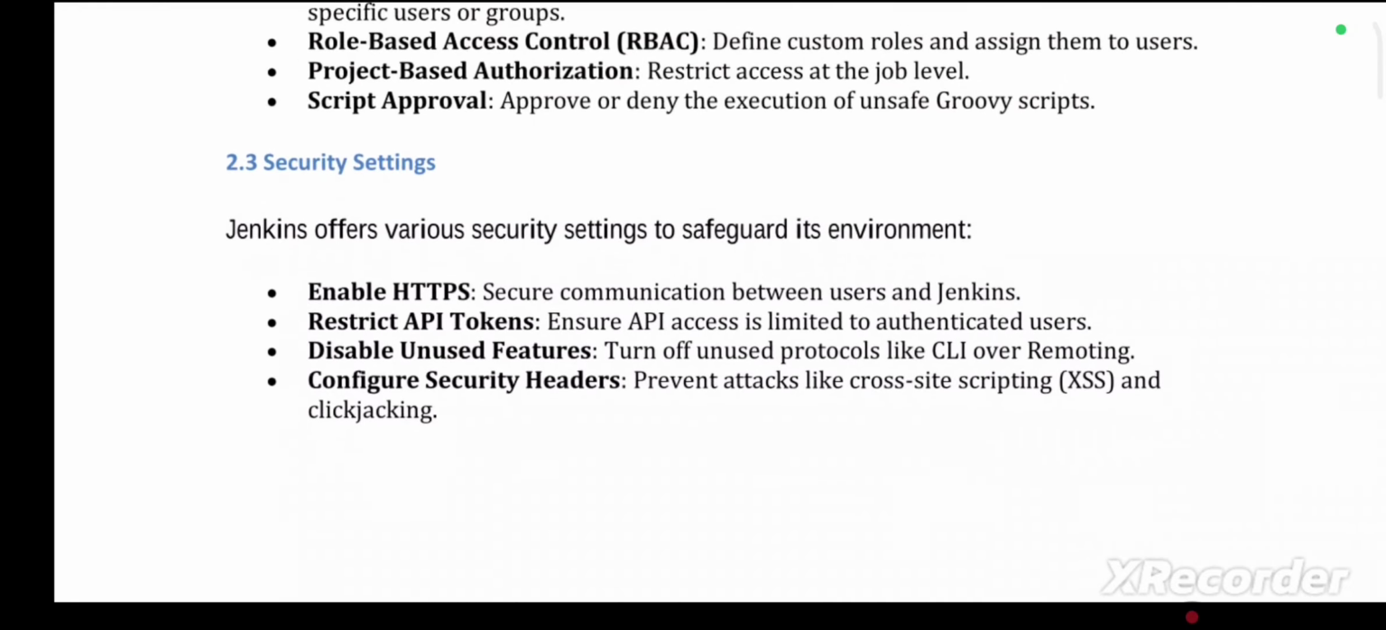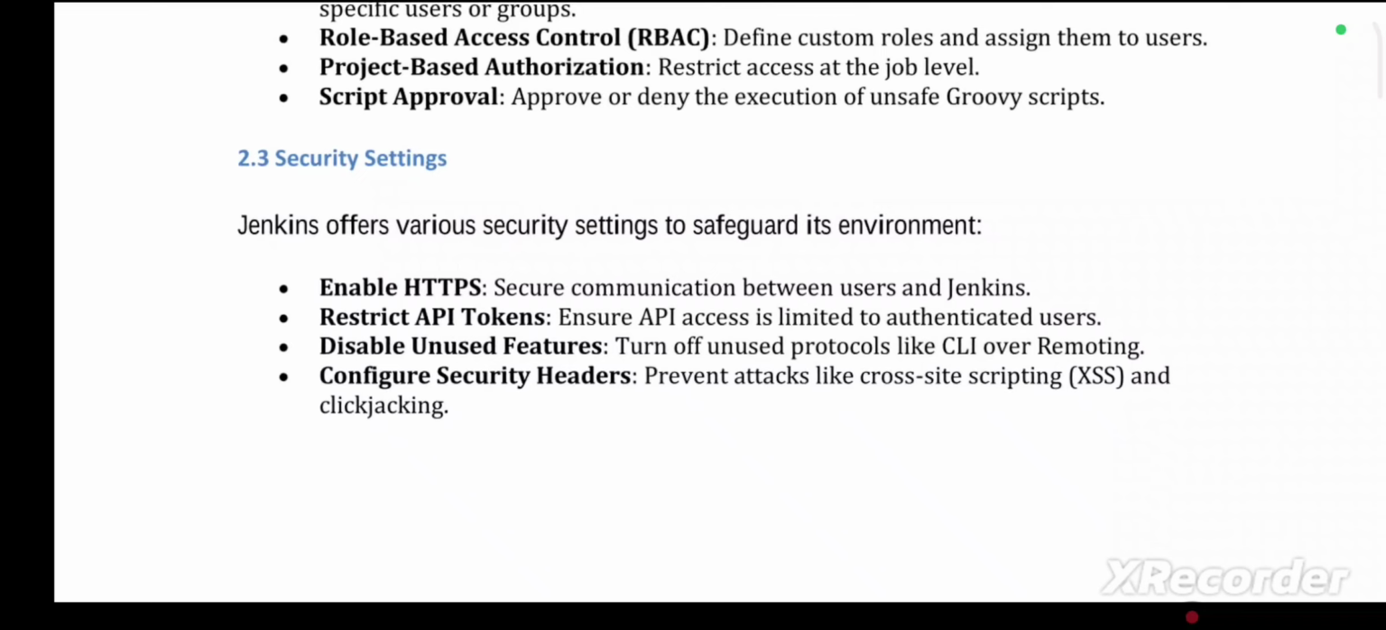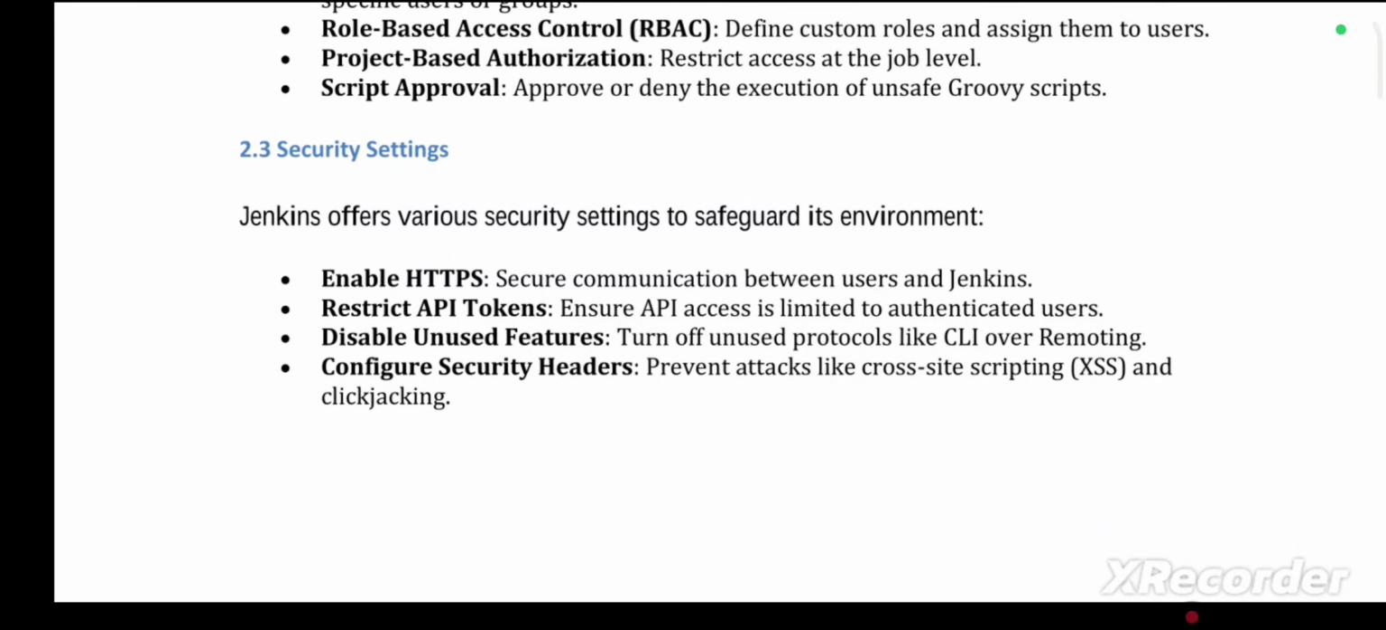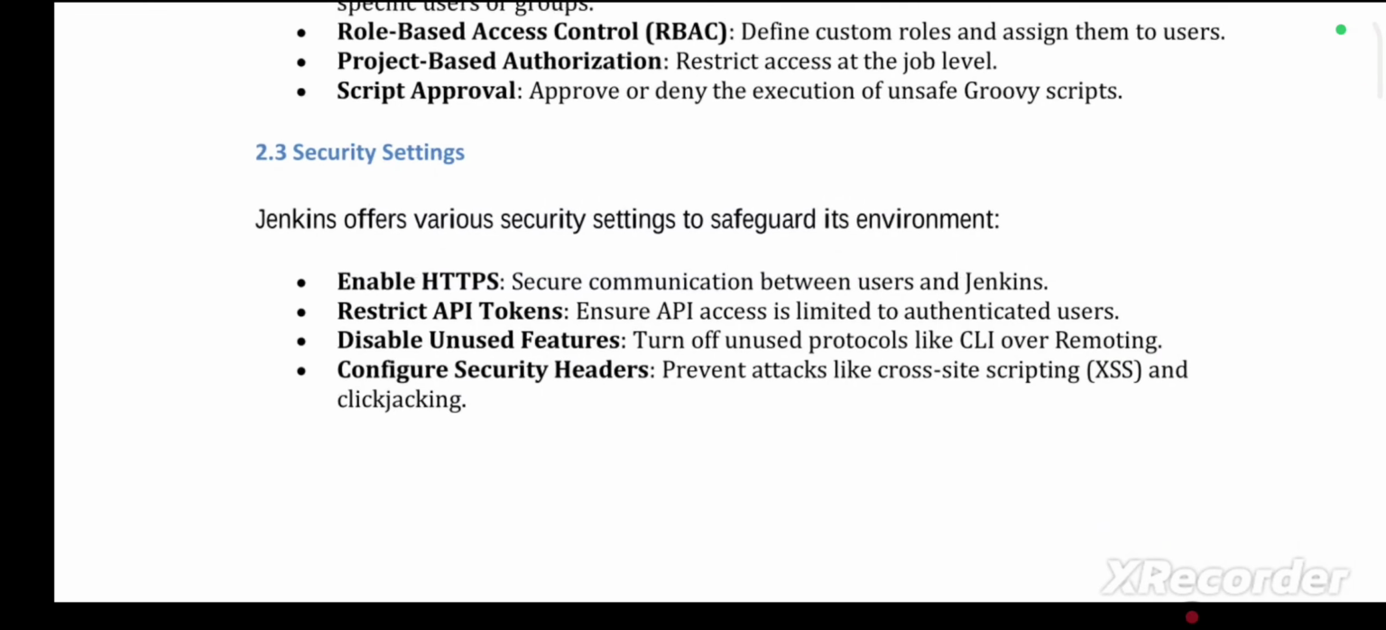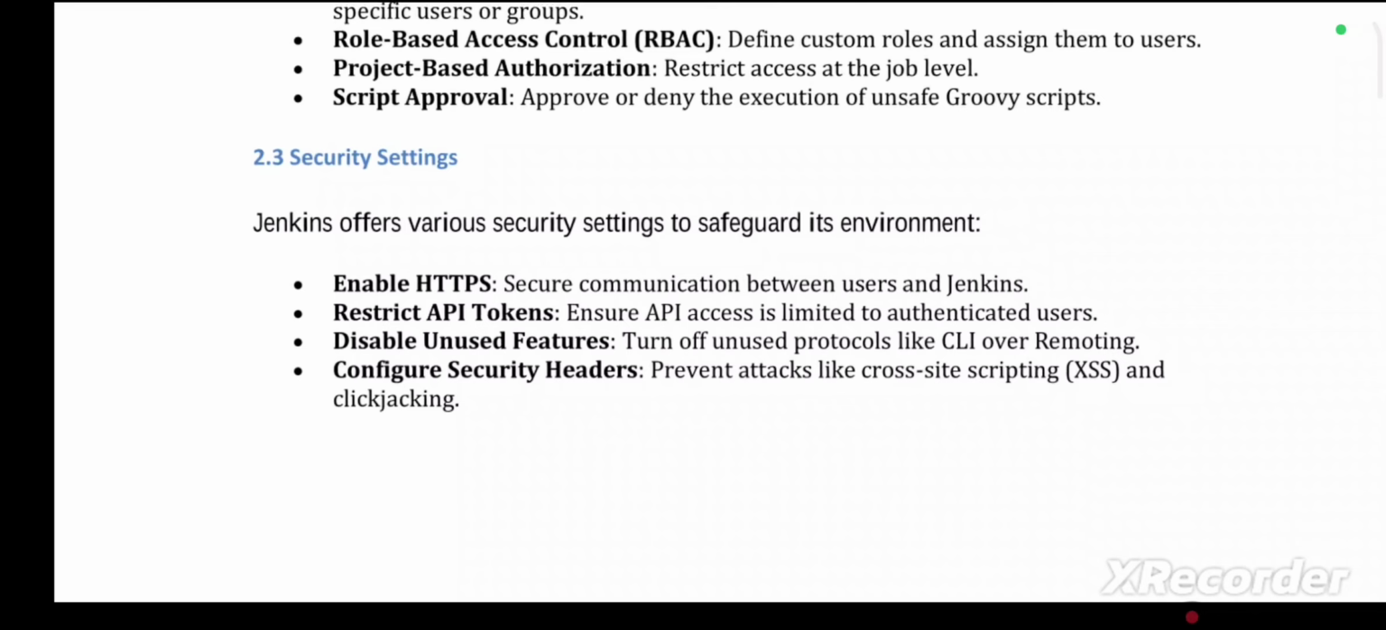And the third one was security settings. In Jenkins, the security settings offer various options to safeguard its environment. The first one was to enable HTTPS. We all know HTTPS is the secure hypertext transfer protocol. It will secure the communication between the users as well as Jenkins.